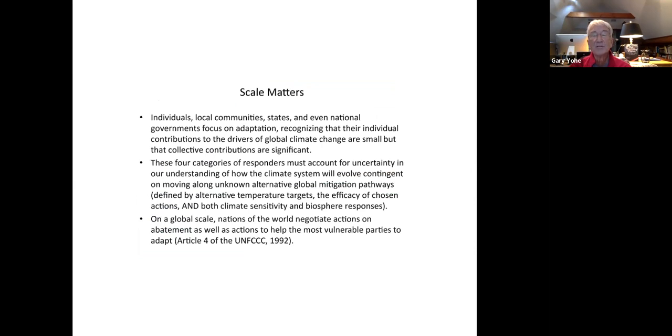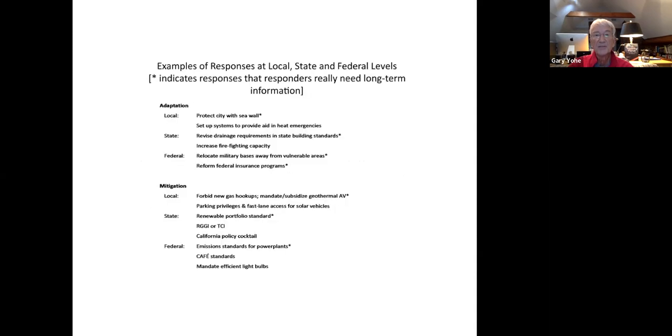Scale matters. You can talk about people or small communities, large communities, states. There are a variety of different types of responders, and they all need to talk with each other and communicate with each other. They need to have an understanding of the 5 reasons for concern and their sensitivity to how the future might evolve.